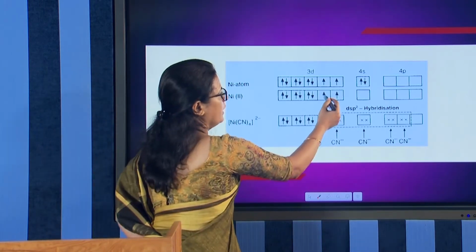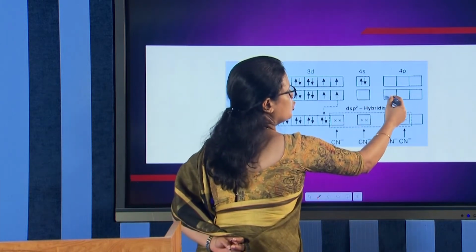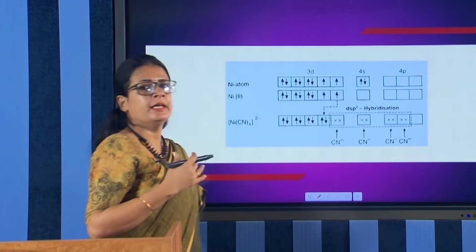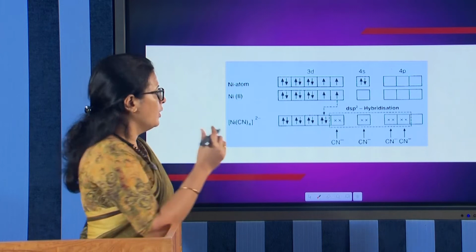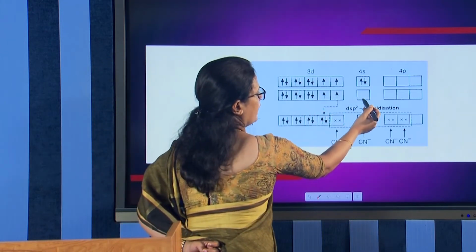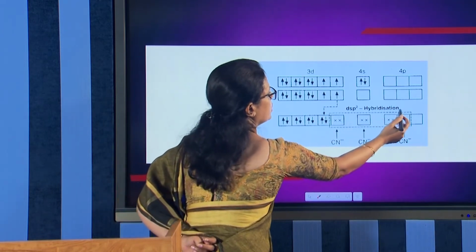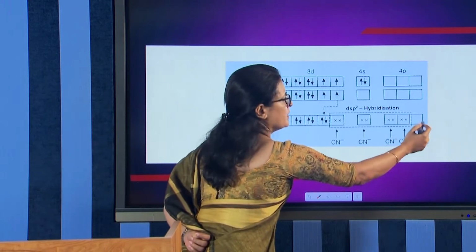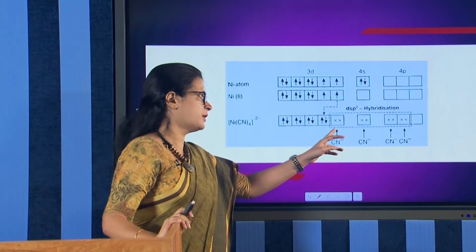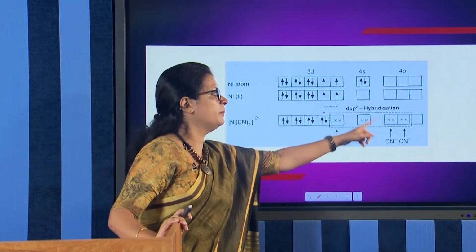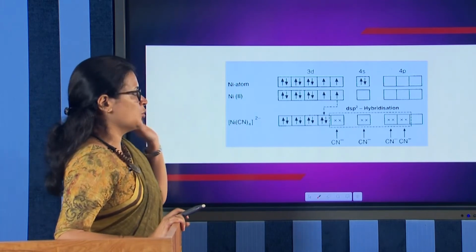And now one d orbital is available, one s orbital is available, and 2 4p orbitals are needed, right. How many hybridized orbitals are to be provided? 4. So, we need only 1d, 1s and 2p. So, that is why dsp2 hybridization. This p orbital is not taken for hybridization because we already got an empty orbital from the d orbital. dsp2 hybridization. This is the way of forming [Ni(CN)4]2-.